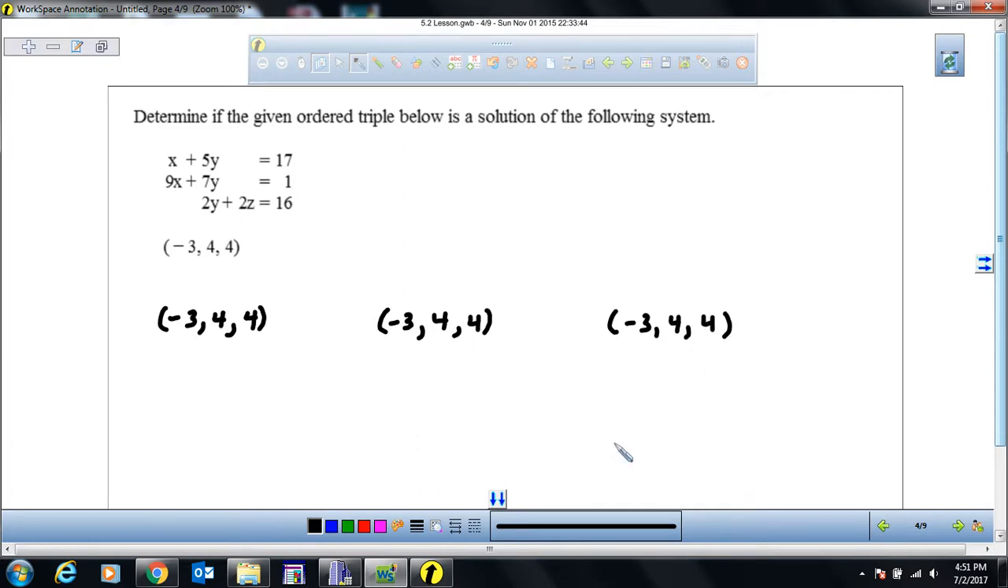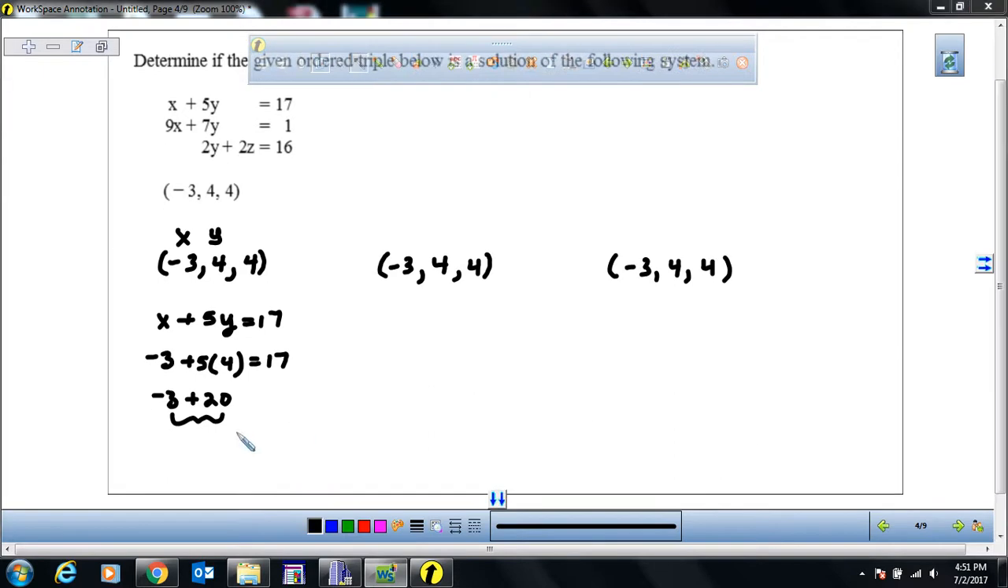If it fails to be true on any one, then we automatically say that it's not a solution to the system. So, first equation, x plus 5y equals 17. We already know that x is negative 3 and y is 4. We don't have a z in this equation, so we don't need to substitute for z. So x is negative 3 plus 5 times y, which is 4, equals 17. That gives me negative 3 plus 20, which gives me 17. So right here we get 17 equals 17, so that means that this triple is a solution to the first equation.